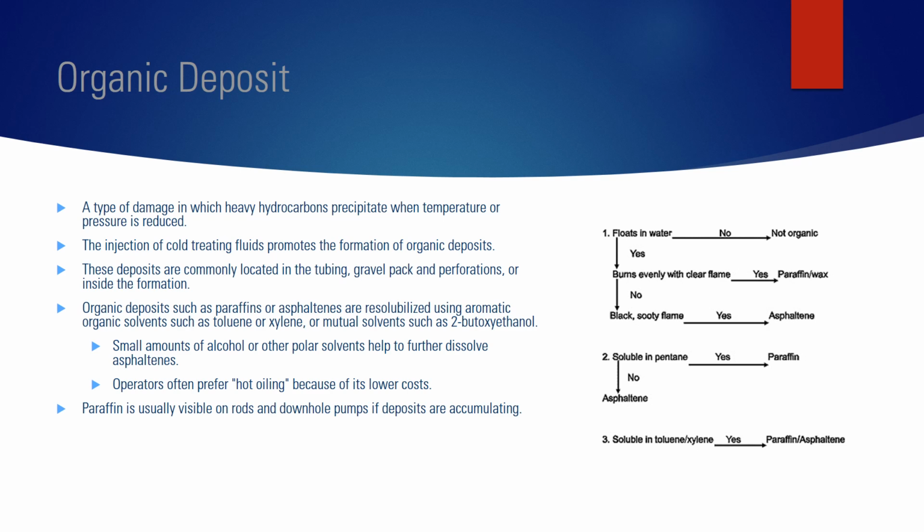Organic deposits such as paraffins or asphaltenes are resolubilized using aromatic organic solvents such as toluene or xylene, or mutual solvents such as 2-butoxyethanol. Small amounts of alcohol or other polar solvents help to further dissolve asphaltenes. Operators often prefer a hot oiling method because of its lower costs. Paraffin is usually visible on rods and downhole pumps if deposits are accumulating. To the right, you'll see a simple guide to figuring out whether an organic deposit is paraffin or asphaltene.